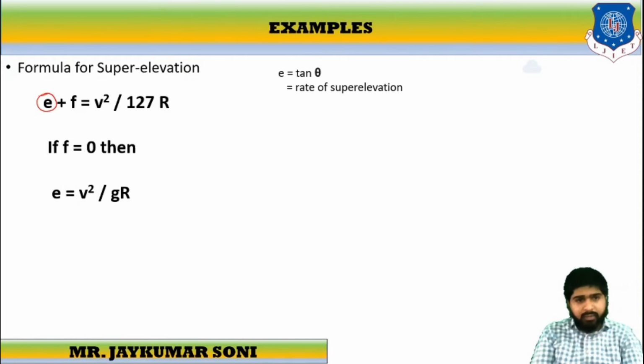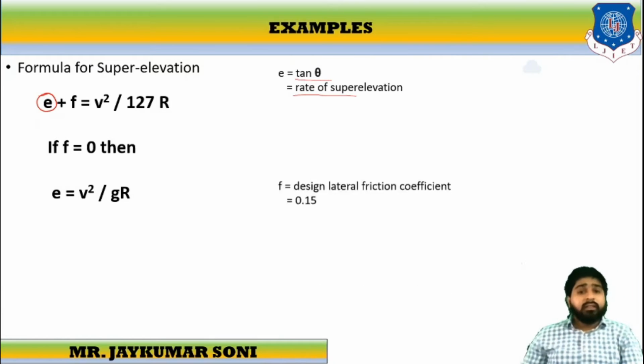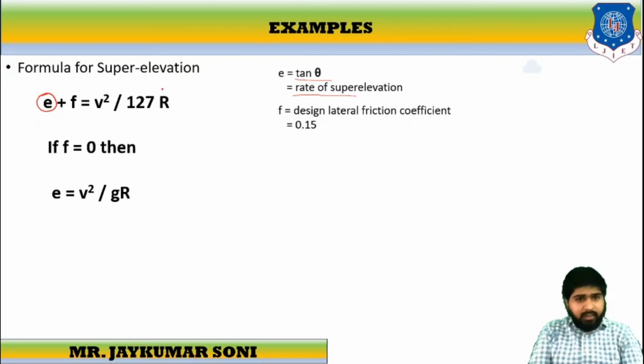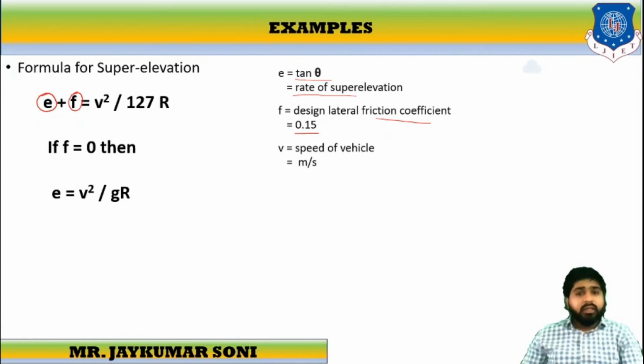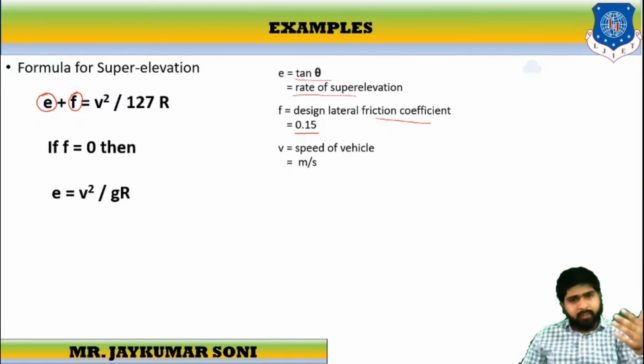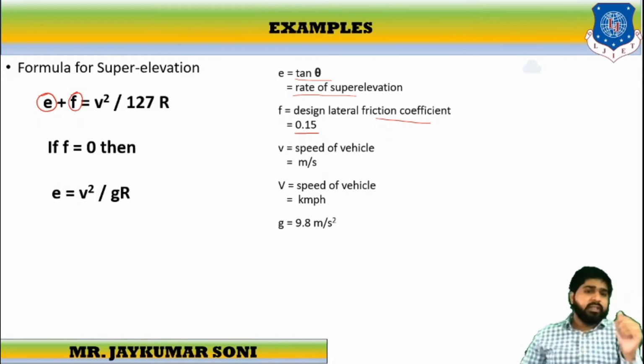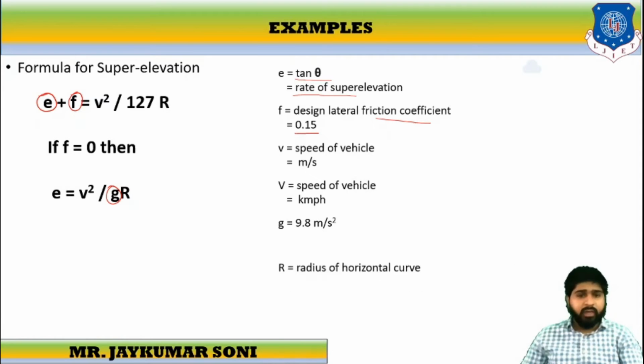e stands for super elevation. e stands for tan theta, that means the rate of super elevation. Then f stands for the design lateral friction, also called the friction coefficient, which is 0.15. V stands for the speed of the vehicle. If it is a small v, then it is meter per second. If it is a capital V, then it is kmph. Then g stands for the acceleration due to gravity, and its value is 9.81 meter per second square. And R stands for the radius of the horizontal curve.